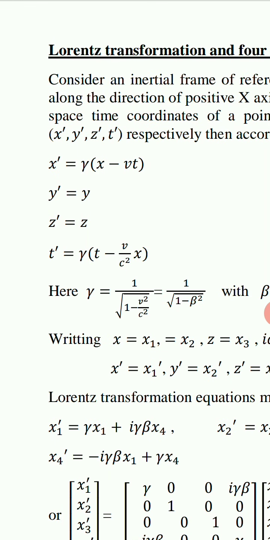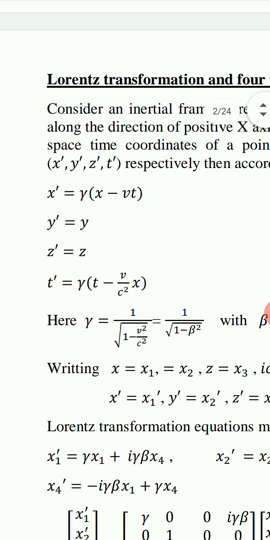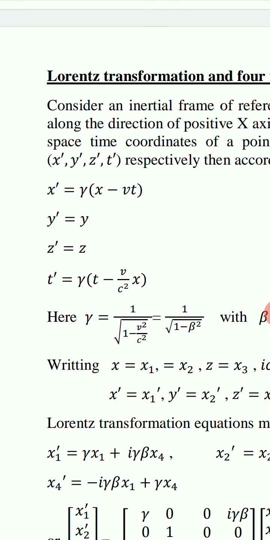There are inverse Lorentz transformation equations in which we can interchange x dash and x, y dash and y, z dash and z, t dash and t, and then we have to write minus v in place of v. So we can write inverse Lorentz transformation equations.